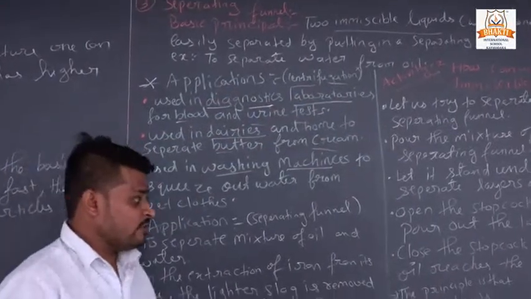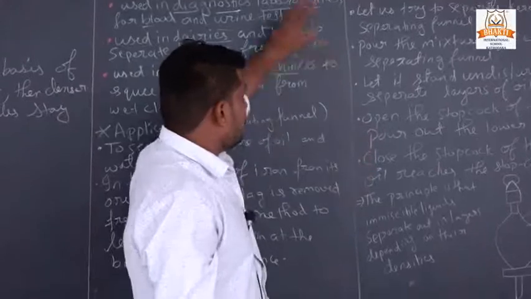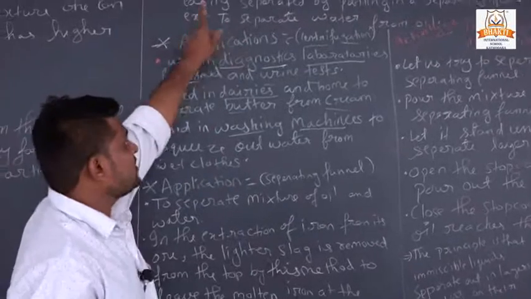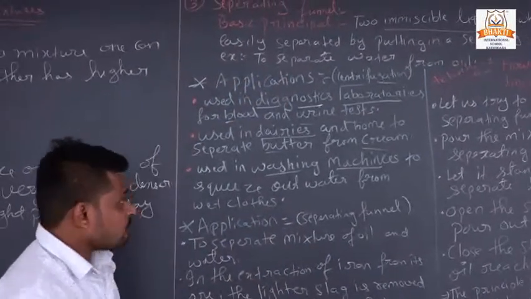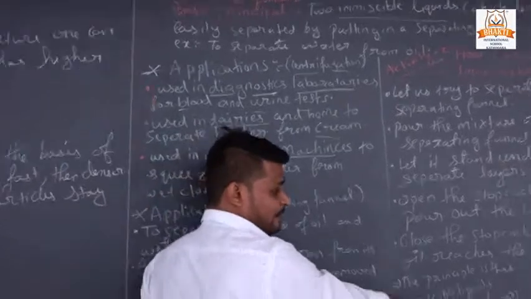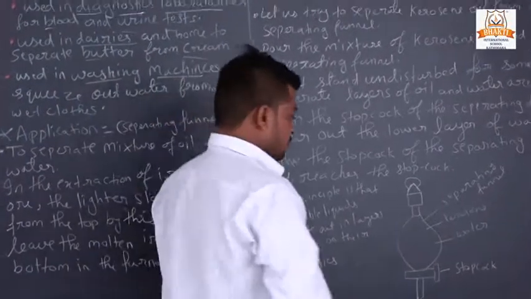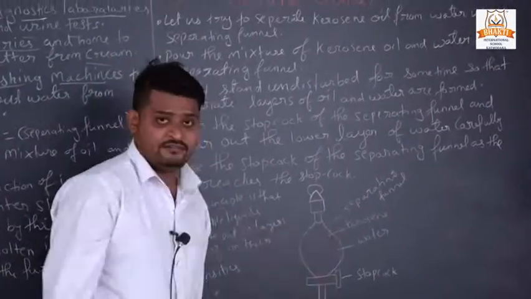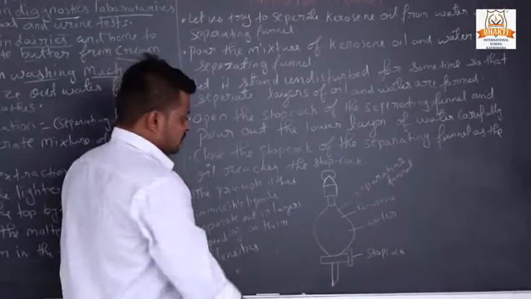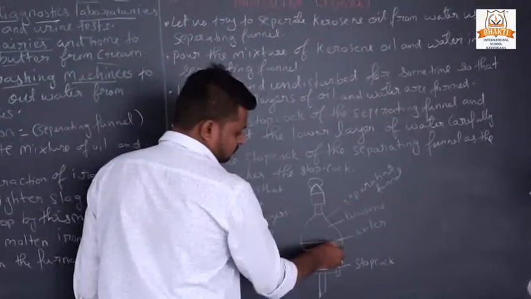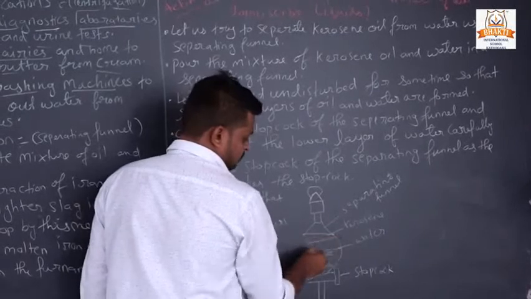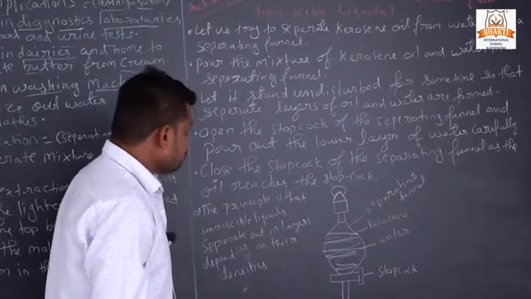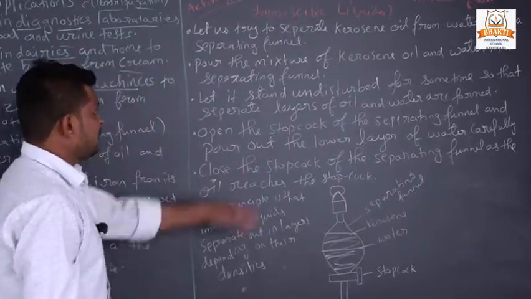If we want to separate immiscible liquids, we use a separating funnel. See here an example of a separating funnel. It is like this. We have to fill the separating funnel with immiscible liquids. What happens, water and kerosene, they don't dissolve in each other. So how does it work? See your activity.